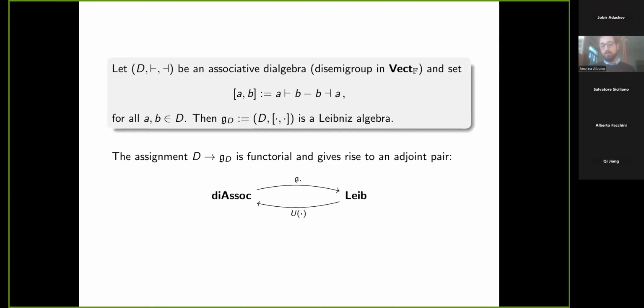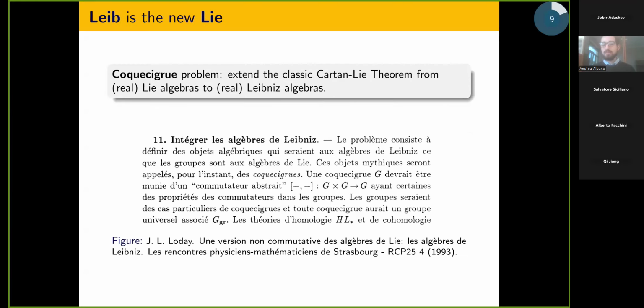And it could be really interesting to see how this all plays along. For example, one can ask, what is the role of groups in this case? How do they fit into this framework? Well, this is exactly what Loday asked back in 1993 when he was interested in stating the so-called coquecigrue problem.